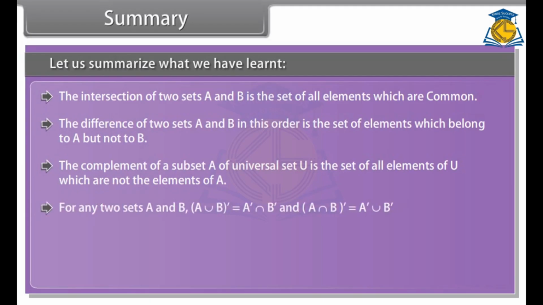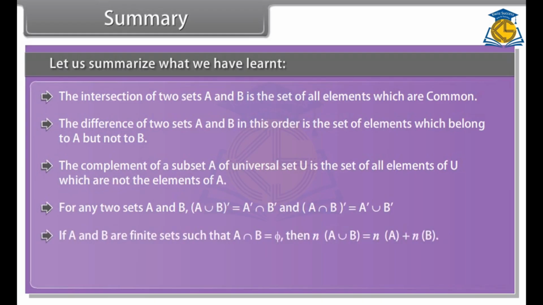For any two sets A and B, complement of A union B is equal to complement of A intersection complement of B, and complement of A intersection B is equal to complement of A union complement of B.